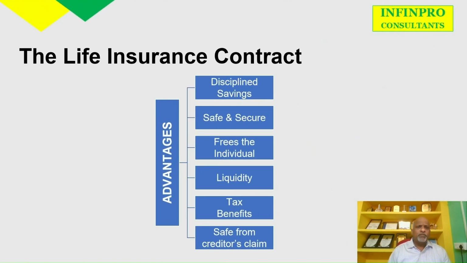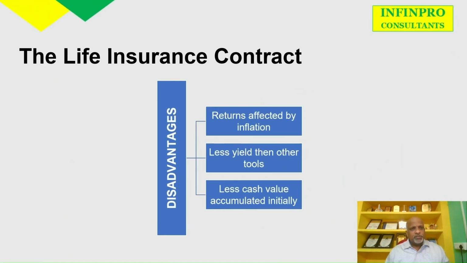Quickly moving forward, the advantages of a life insurance contract. There is a disciplined savings which is introduced. The saving is safe and secure. It frees the individual from the burden of taking loans in future. There is a bit of liquidity available, there are tax benefits, and it is safe from a creditor's claim. So a life insurance contract comes with these advantages, and let us also see the flip side.